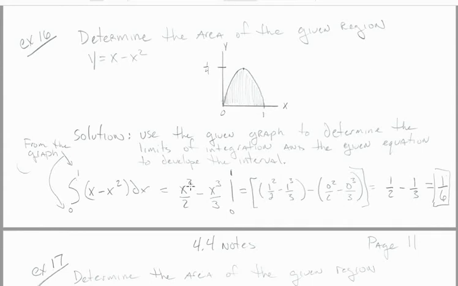So we're going to plug 1 in for both scenarios with the x, so we get 1 squared over 2 minus 1 cubed over 3. That quantity is subtracted by 0 squared over 2 minus 0 cubed over 3. So the whole right hand side in this scenario is going to go to 0. So we really have a half minus a third, which is a sixth.